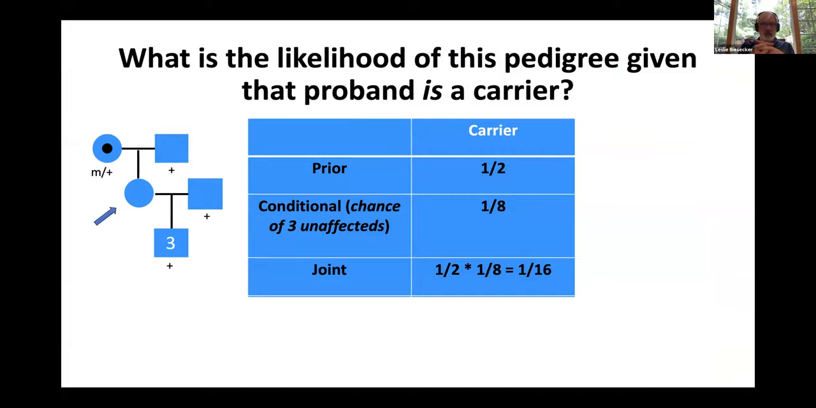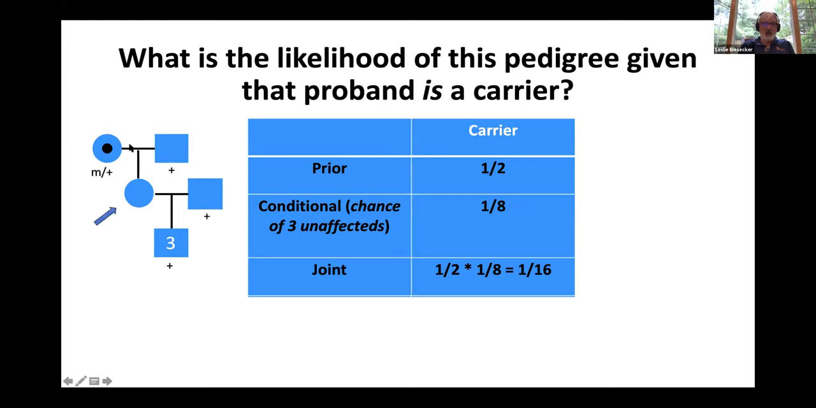As Jenny said, her prior probability of being a carrier was 1/2. Her conditional probability, which is a new term I'm introducing to you, is the chance of her having 3 unaffected boys if she is a carrier. That's that inverse probability question. It's asking, if she were a carrier, how likely is it that this would have happened to her? If she is a carrier, the likelihood of each boy being unaffected is 1/2. So the likelihood of having 3 boys unaffected is 1/2 times 1/2 times 1/2.